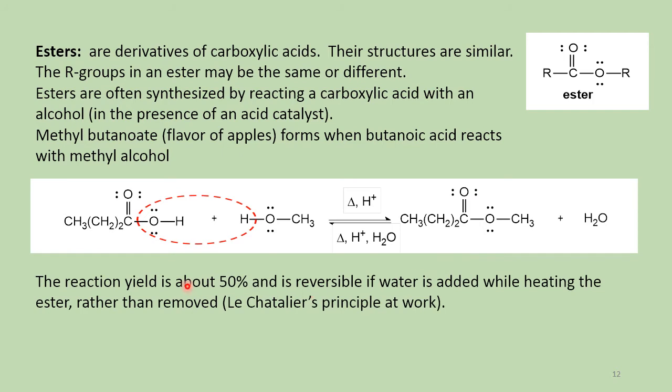Now the reaction yield is typically about 50%, more with small acids and alcohols, and a little bit less with large acids and alcohols. And it's also reversible. You may have noticed, if I add water to the system rather than boil it out, heat it, and add an acid catalyst, the reaction goes in reverse, forming the carboxylic acid and the alcohol. This is simply Le Chatelier's principle at work.